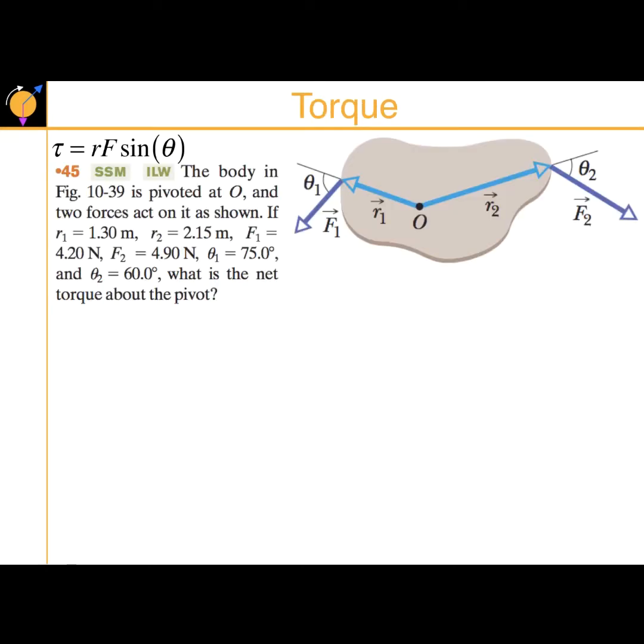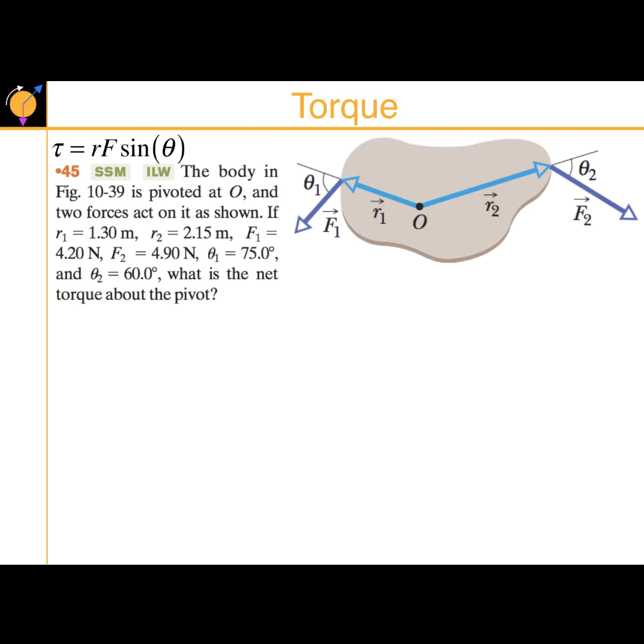Here's another example. This one's from your textbook. We have a body here. It's pivoting around the point O in the middle there, and there are two forces acting on it. One is 4.2 newtons at a distance of 1.3 meters, and the other is 4.9 newtons at a distance of 2.15 meters, and they have different angles. Theta 1 is 75, theta 2 is 60. And what is the net torque around this pivot point?